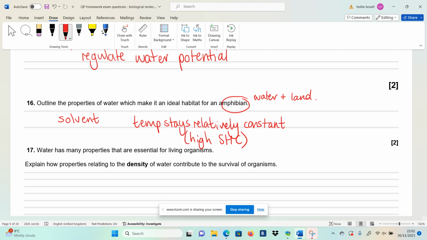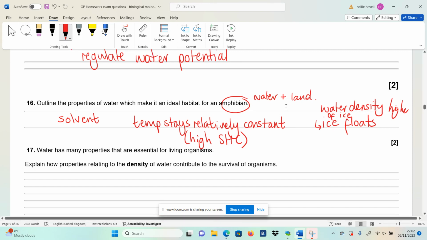For example, in the pond as well, you could say about how the ice floats. So the reason why ice floats on a pond is because water has a higher density than ice. So the water density is higher than the density of ice, and therefore ice floats and it forms this insulating layer on the top of the pond to help organisms to live in the water.